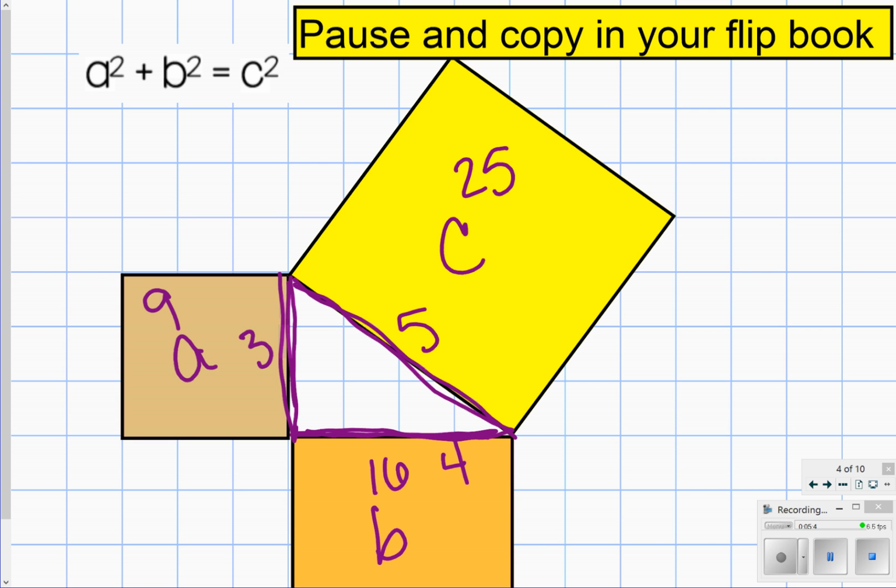And that's how we get this formula, a squared plus b squared equals c squared. And that is the formula for the Pythagorean theorem. That's our Pythagorean theorem formula that we will use for right triangles. Interesting. So once again, we're seeing that the squares that can go around a triangle, if we add them together, a squared plus b squared, equals c squared. Interesting. Pause the video and add this information into your flipbook as well.